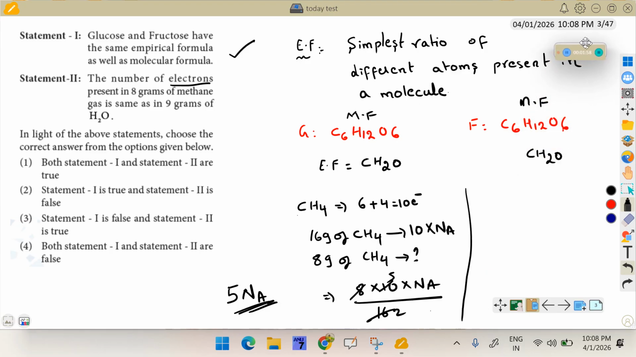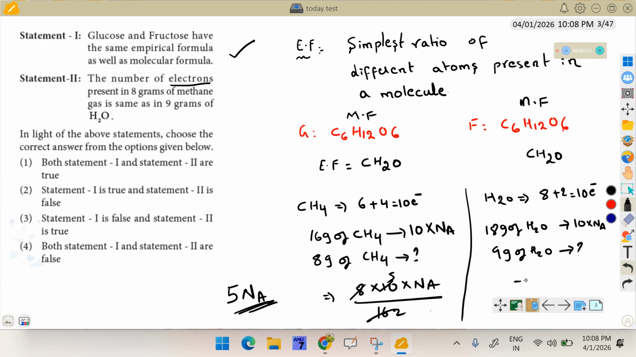H2O. 8 plus 2, 10 electrons. 18 grams of H2O contains 10 into Avogadro number of electrons, then 9 grams of H2O, how many electrons? Here also 5 into Avogadro number of electrons. Both the statements are true.